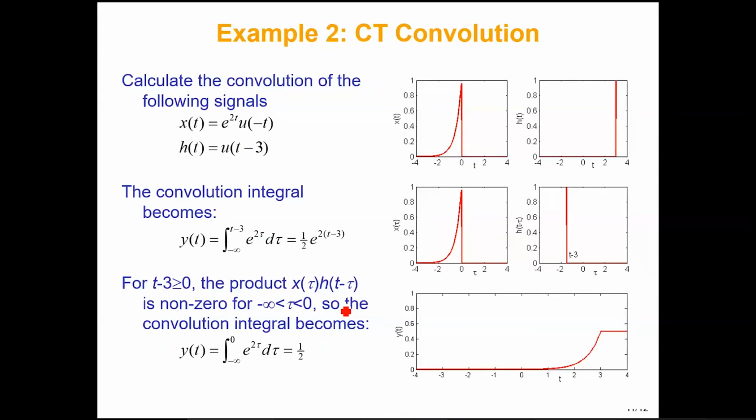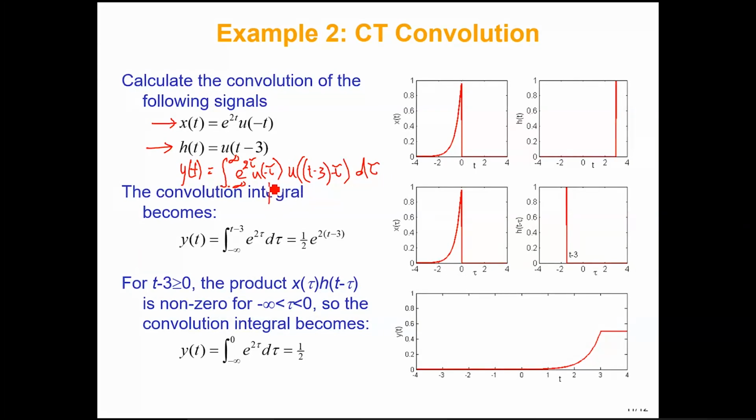And let's see the second example. Again we are given x of t and h of t, and we have to find y of t. The steps are very similar. It is going to be the convolution integral, e raised to the power of 2 tau u of minus tau, which is your x of tau, into h of t minus tau. H of t minus tau will become u of t minus 3 minus tau d tau. This is what we are going to get right here.